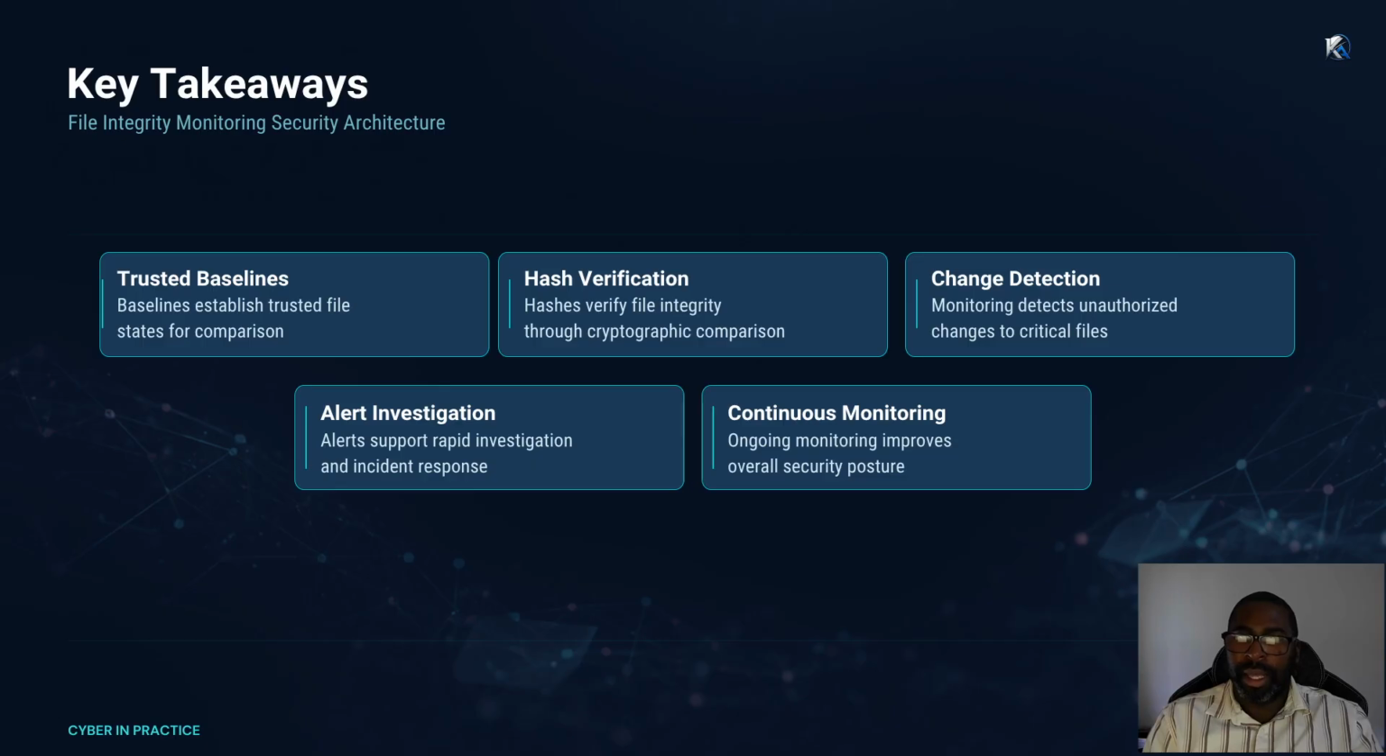Trusted baselines establish the approved state of critical files, while SHA-256 hashes provide a reliable way to verify their integrity. File integrity monitoring helps organizations quickly detect unauthorized modifications and generate alerts for investigation. Most importantly, continuous monitoring gives security teams visibility into changes that could impact security, compliance, and overall system integrity. These capabilities make file integrity monitoring an important component of modern defensive security operations.